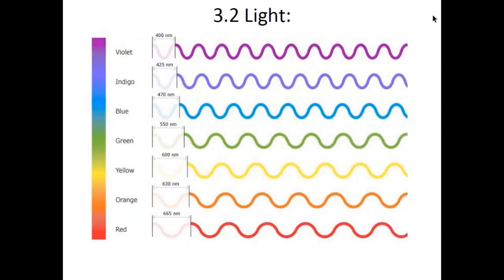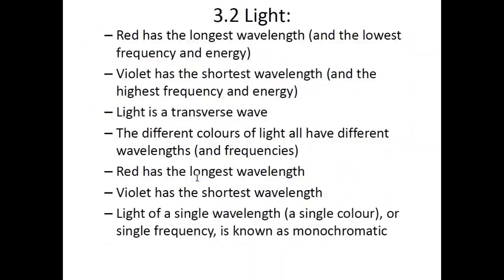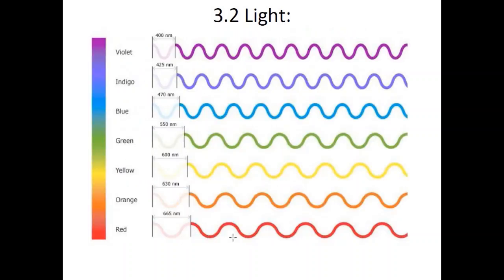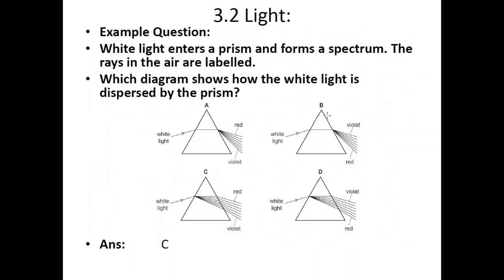This is our image to show you the different wavelengths and frequencies of different colors of light. This is the wavelength. Violet has the smallest, 400 nanometers, then indigo, then blue, then green, then yellow, and then orange, and then red has 665 nanometers. Whereas the frequency for violet is highest, whereas the frequency for red is lowest.